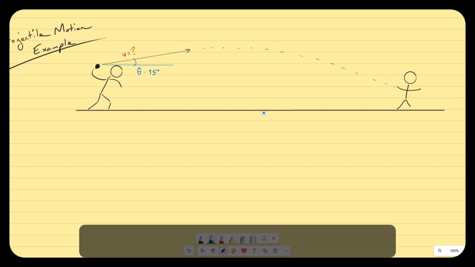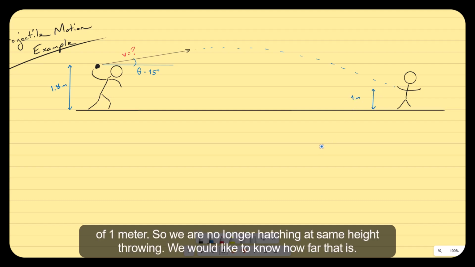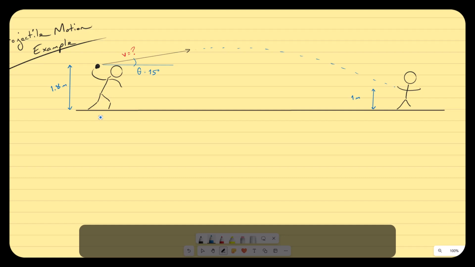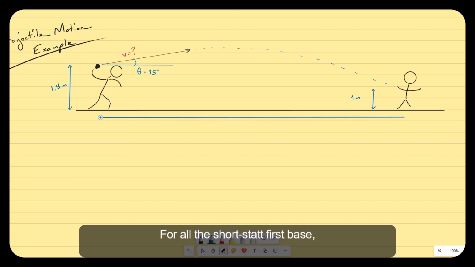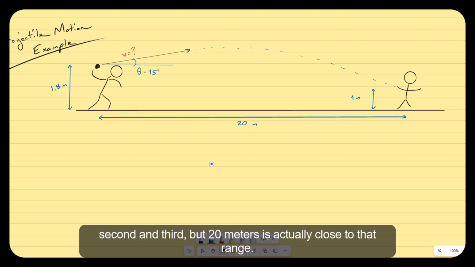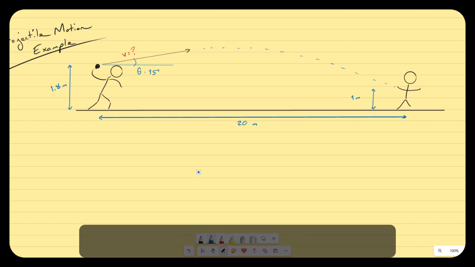as quickly as possible. We're going to say we are throwing from a height of 1.8 meters, and we are going to catch it at a height of 1 meter. So we are no longer catching at the same height that we're throwing. We would like to know how far that is. From the shortstop to first base can vary a little bit depending on where you are between second and third, but 20 meters is actually pretty close to the middle of that range. So let's see what we can do.